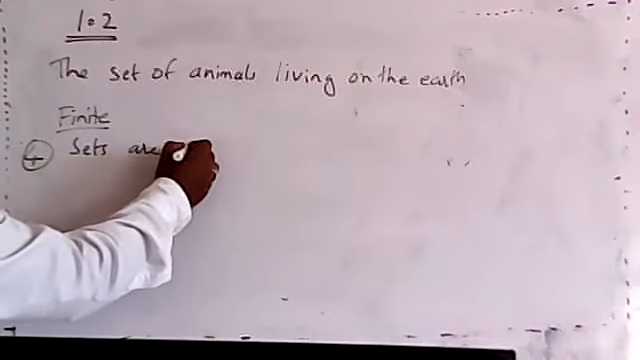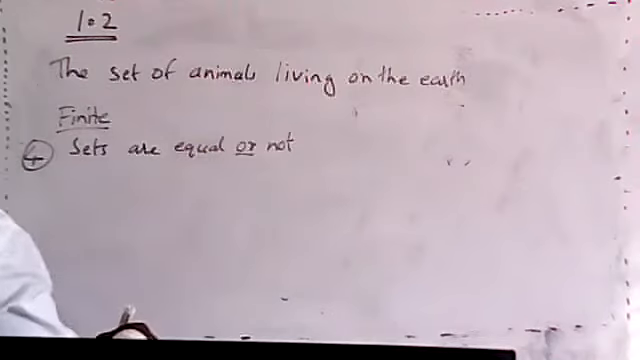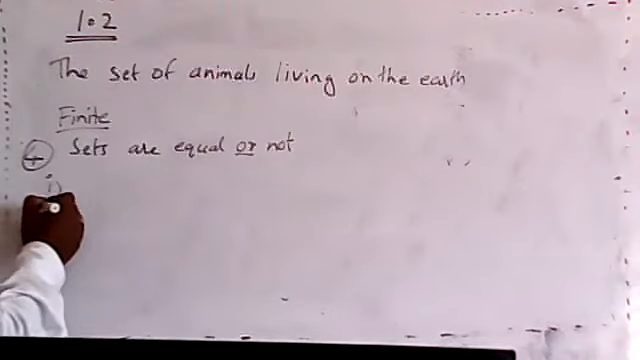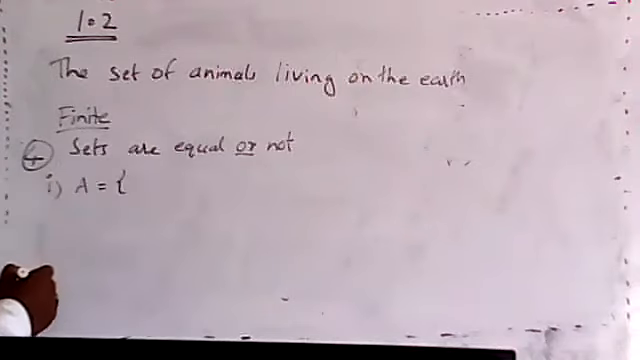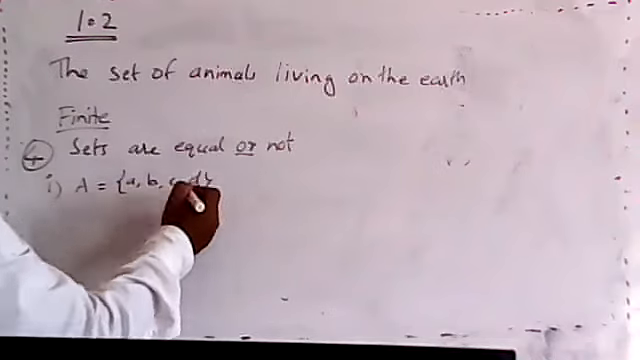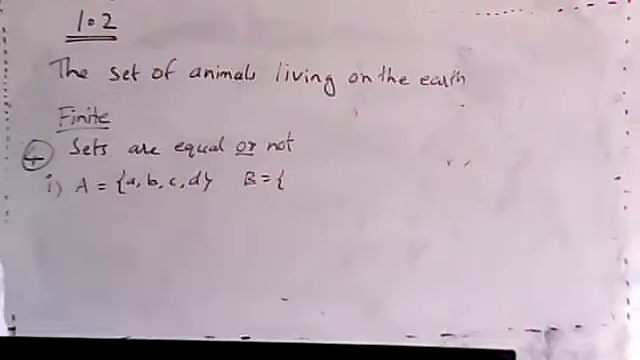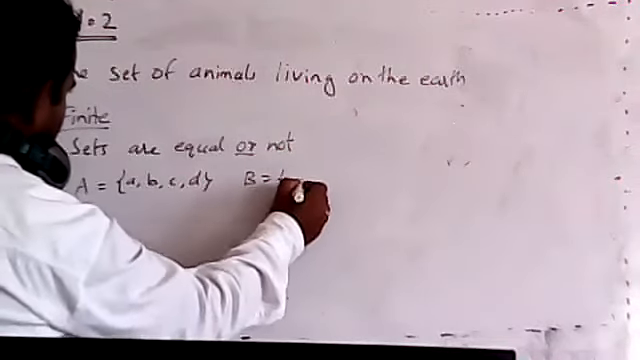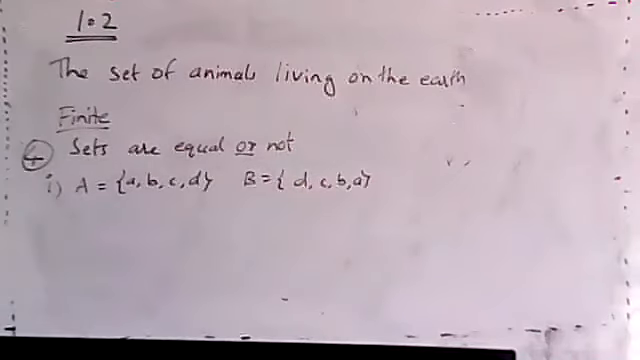Sets are equal or not. You have to verify it, okay? There is the first group of sets. A is containing elements A, B, C, D. B is another set containing elements D, C, B, A.